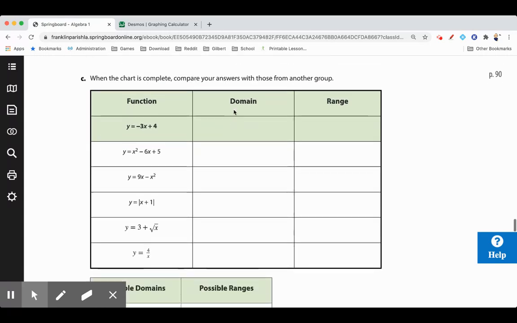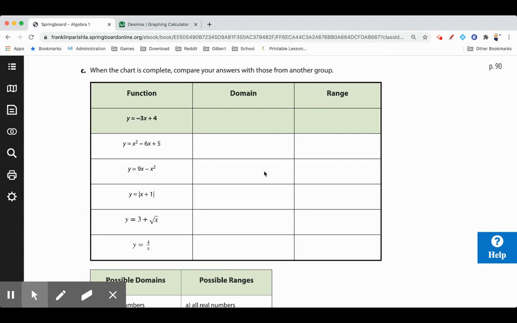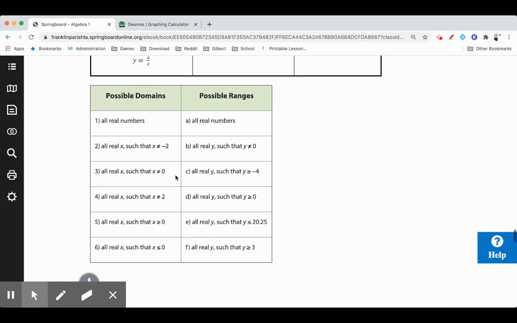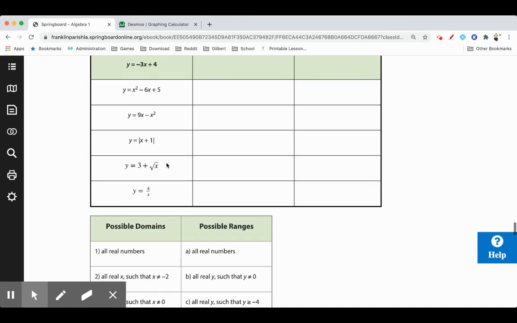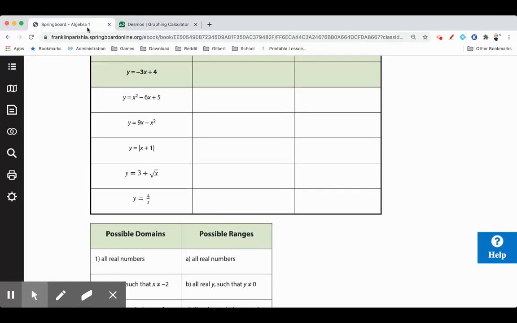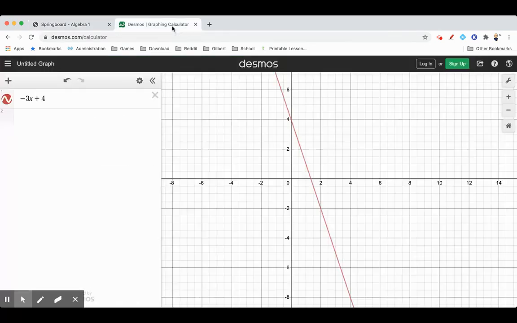So we can graph these, and then we need to say what's the domain and what's the range. Now they give you a list here that we can match these domains and ranges to the problems that we graph using the Desmos graphing calculator, or if you have a graphing calculator, you can use it. Okay, let's look at the first one.